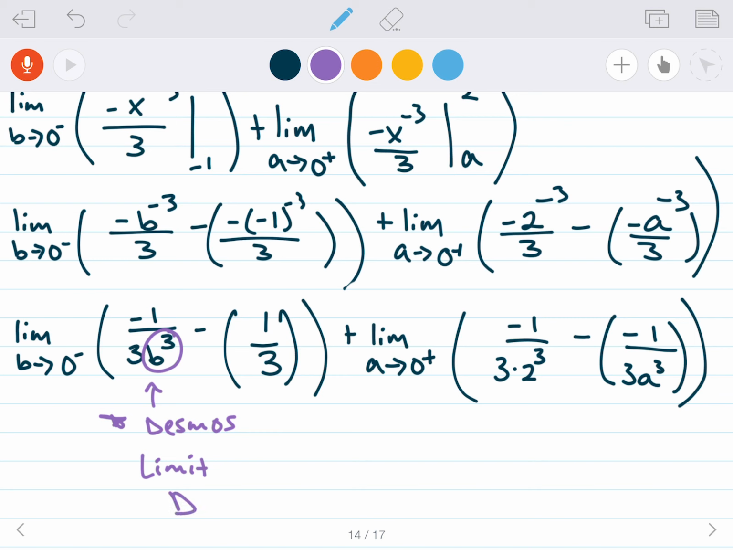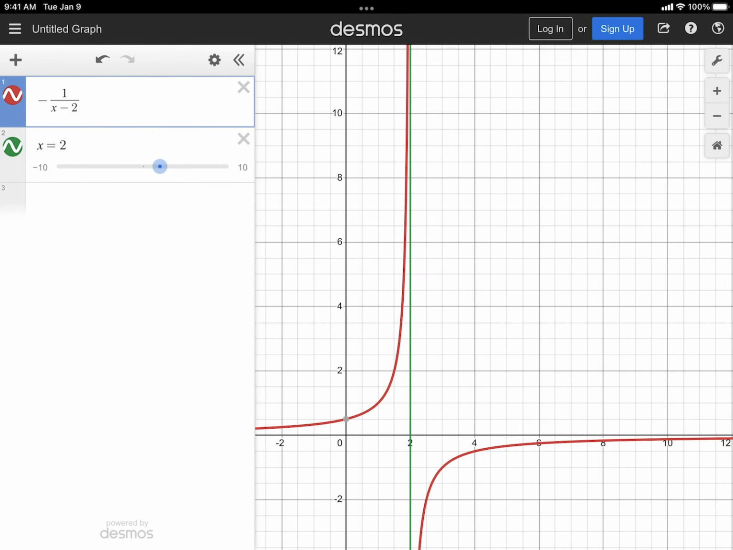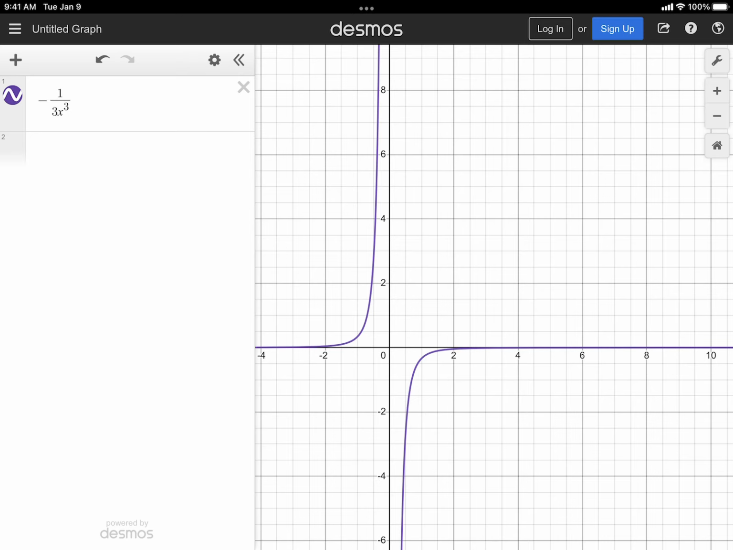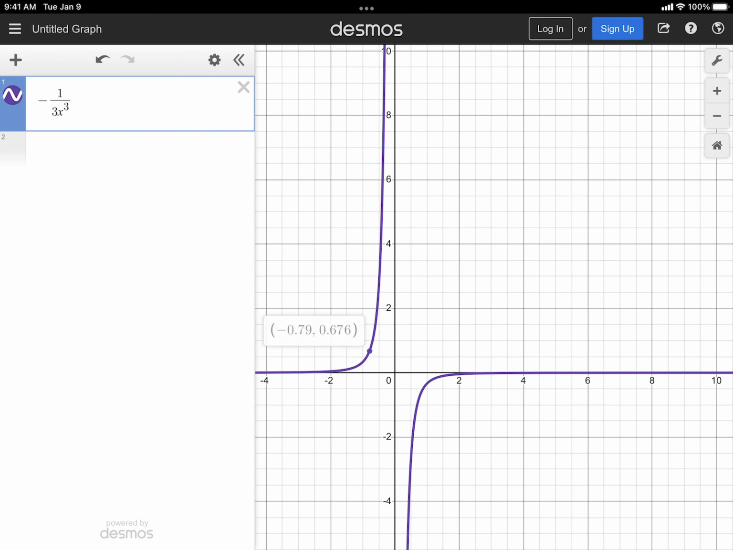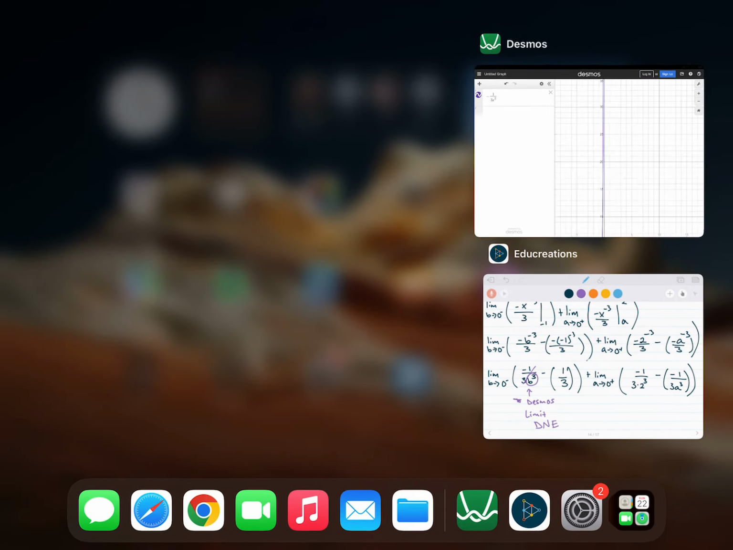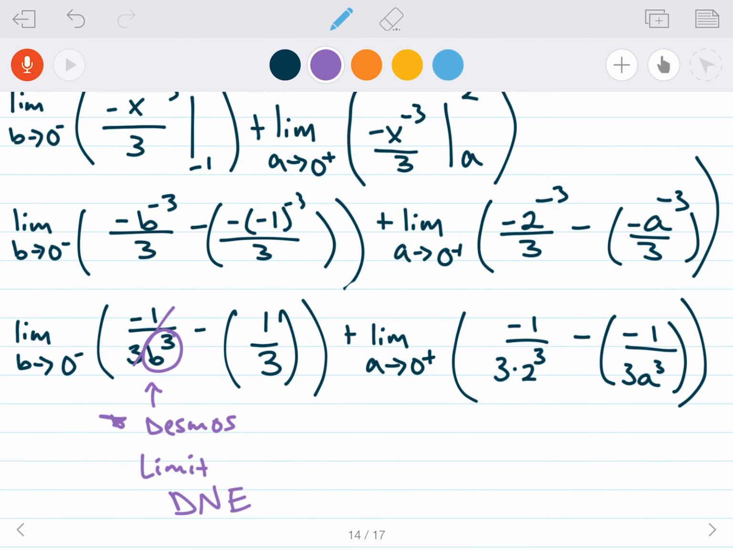So this limit, when b goes to 0 from the left, does not exist. Negative 1 over 3x to the third. Let's look at it. So as I approach 0 from the left, we can see that this thing is growing without bound. And so for that reason, again, the limit does not exist. Okay, so since that is non-existent, this whole thing is divergent.